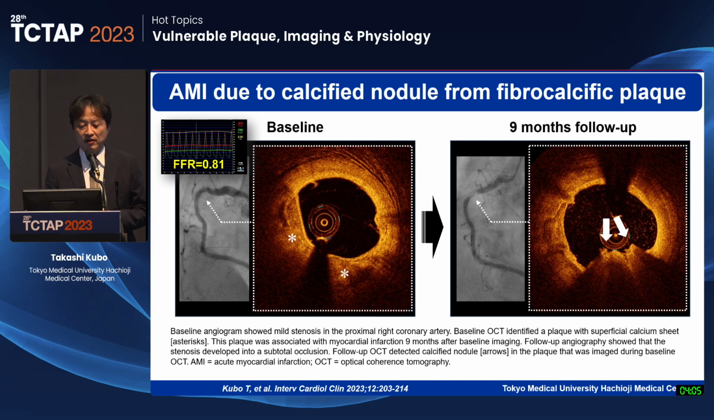And next is also interesting, AMI due to calcified nodule from fibrocalcific plaque. The target is the proximal RCA, with mild stenosis at baseline, FFR negative at 0.81, and OCT demonstrates a calcium sheet. But at 9 months follow-up, the lesion had caused acute MI, and OCT clearly demonstrated a calcified nodule.